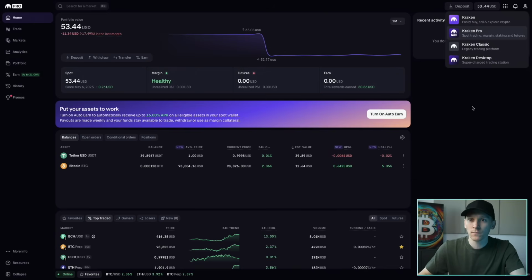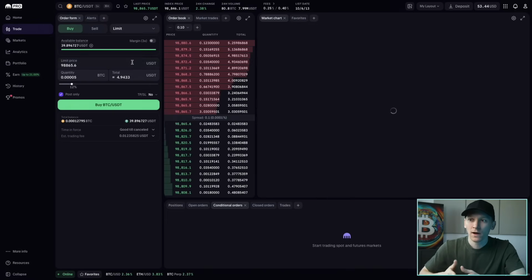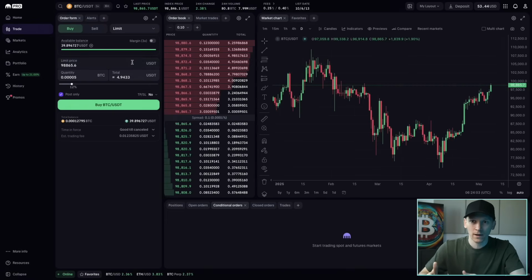So once you've clicked Kraken Pro, what we can do is go to the trade screen here on the left, and then we can go ahead and trade. Now, if you're using the application as well, Kraken and Kraken Pro are actually different applications, but you log in with your same user account, and then you can go ahead and use Kraken Pro for those cheaper trading fees.